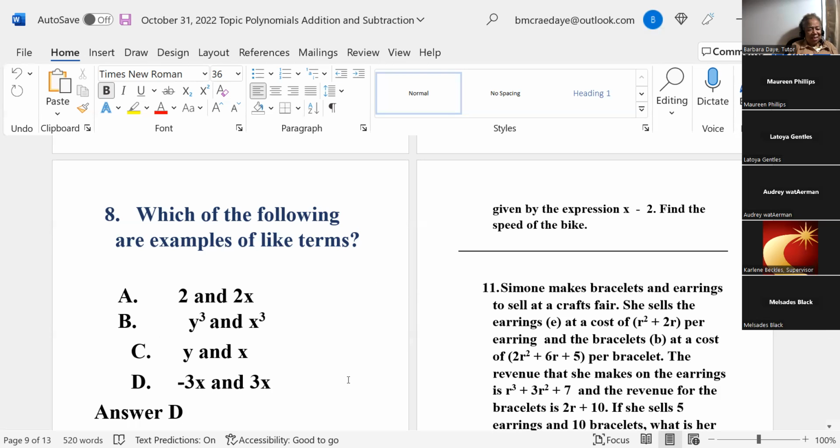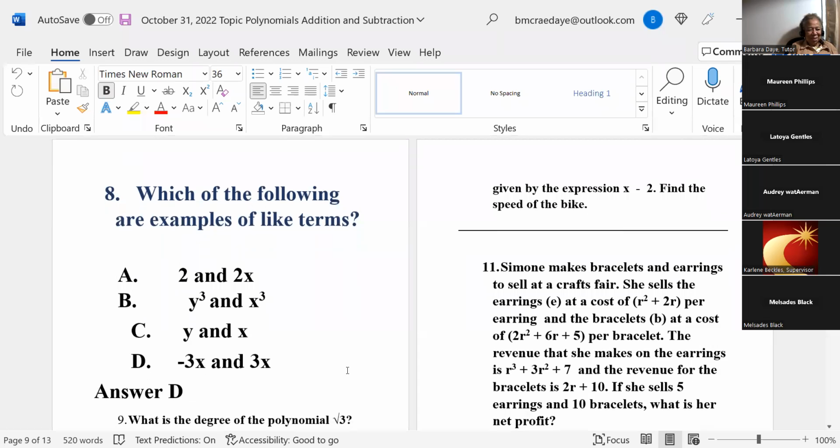And 2 and 8. Everything else is different. Different variable, y and x. Different variable, y to the third, x to the third. One is a constant, one is a coefficient with a variable. Same variable, D. I doubt it because of the sign. No, don't worry about the sign, Mercedes. If they both have the same variable, like terms. Got it? Yes, ma'am. Thank you.